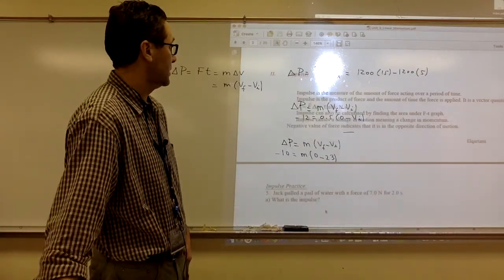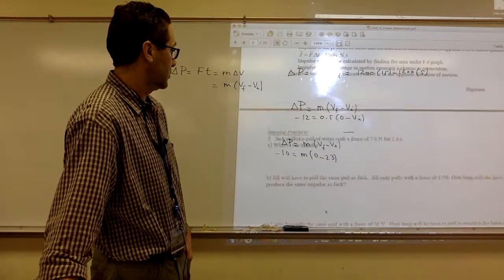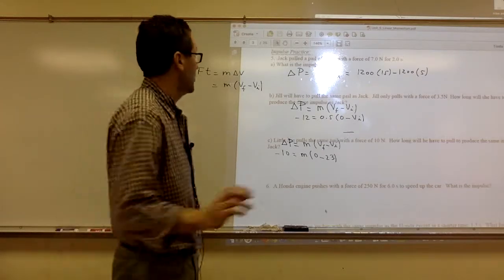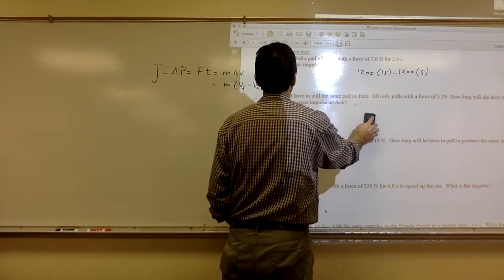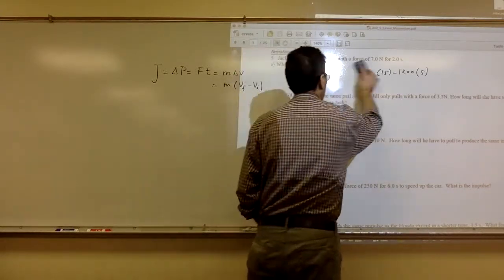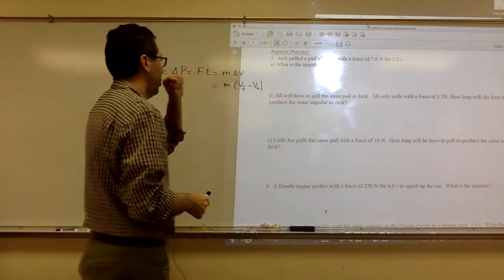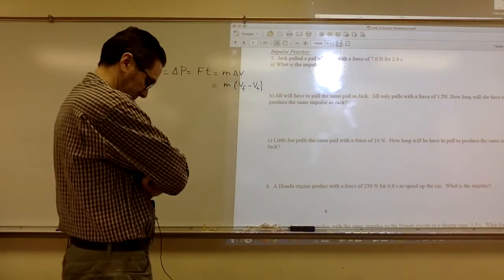Now I talked about impulse and we did some demonstrations in class, so we're just going to go right to the problems. Jack pulled a pail of water with a force of 7 newtons for 2 seconds. What's the impulse? Impulse is just force times time, so it's going to be 14 newton seconds, not per second.